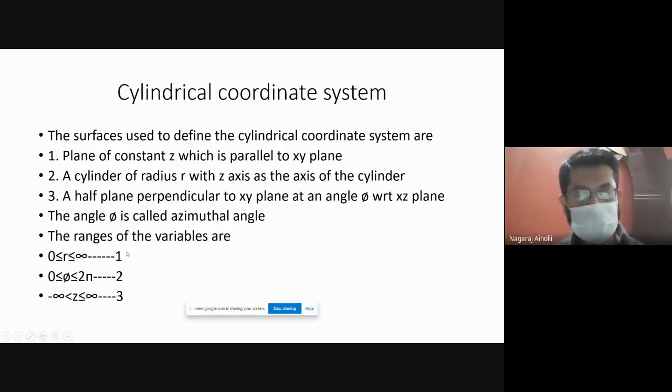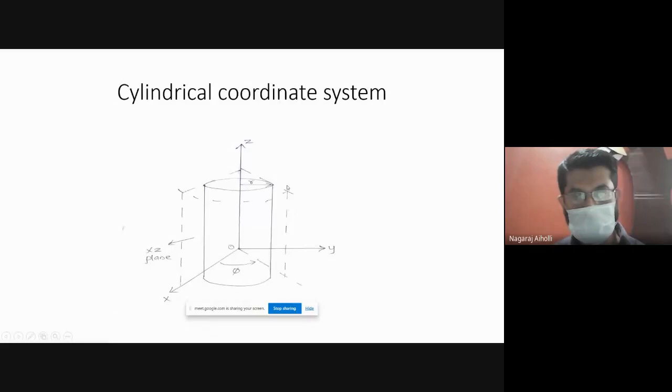Now what are the ranges of the variables? R varies from 0 to infinity. This is the radius r. It can vary from 0 till infinity. Then the angle phi, it varies between how much to how much? 0 to 2 pi. It can be 0 to 2 pi, the complete rotation, 0 to 360 degrees.